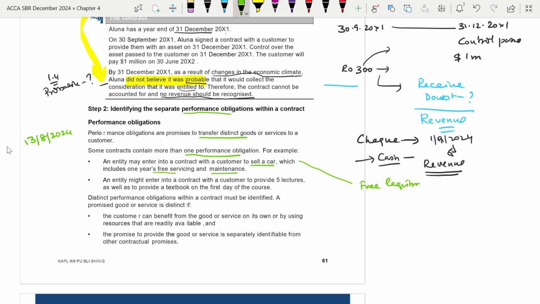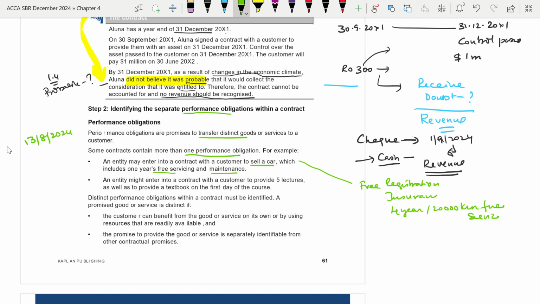You have free registration, one year free insurance, 4 years free service, or they say 20,000 kilometers free service will be there. Like this, they will put the conditions. Is it right? It means you will not have one obligation. You have more than one obligation. You are selling a car as well as you are selling the service.